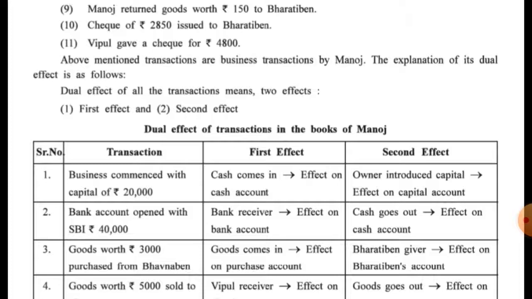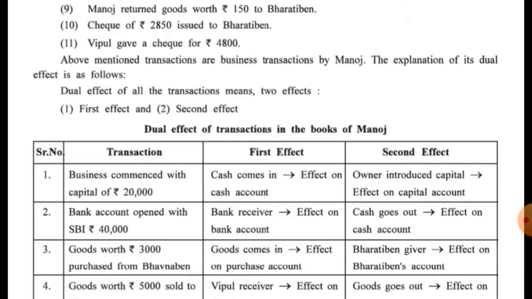The first transaction: business commenced with capital of rupees 20,000. Since the business has been started, capital comes in, so the cash balance will increase by rupees 20,000. You can see the first effect is mentioned: cash comes in, so the effect is on the cash account, and the cash balance increases. The second effect: the owner introduced capital, so the effect is on the capital account.